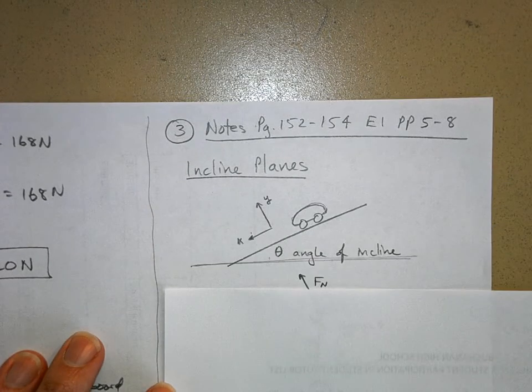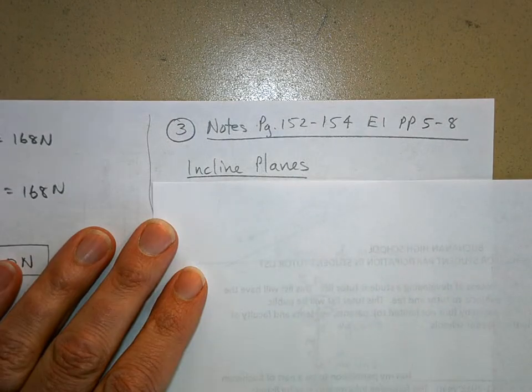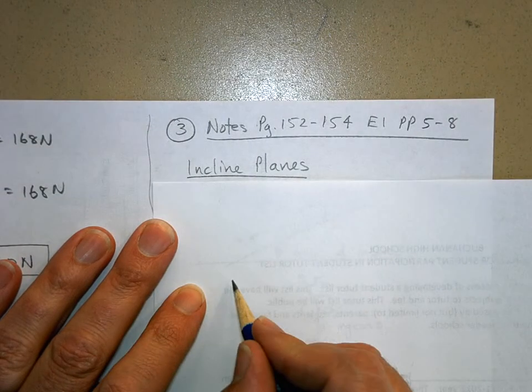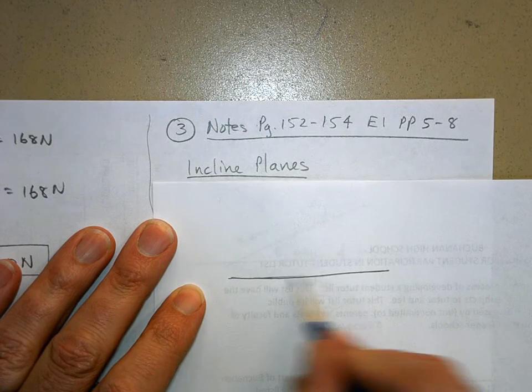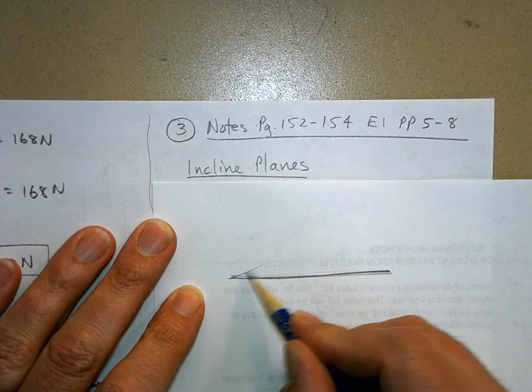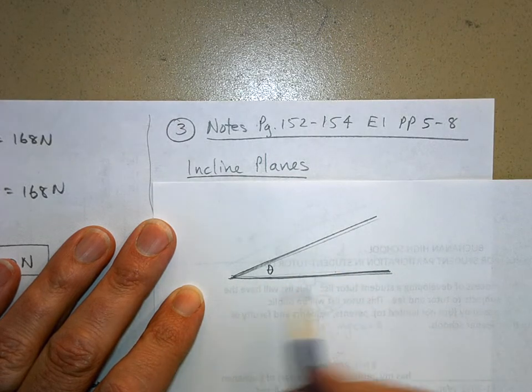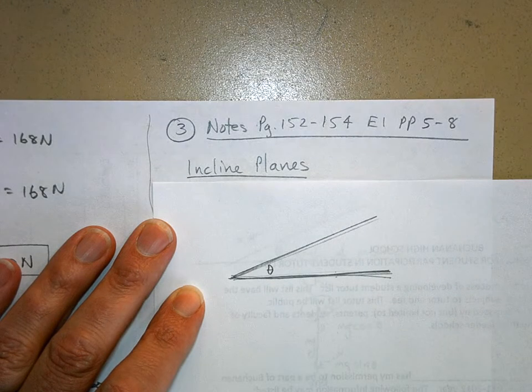So here we have a car. You know what, I'm just going to start from scratch here. Inclined planes. So suppose I've got a horizontal line like this, but I've got an inclined plane. So here's my inclined plane, and I'm going to make this theta. This is my angle of incline. So I've tilted this plane up by an angle of theta.